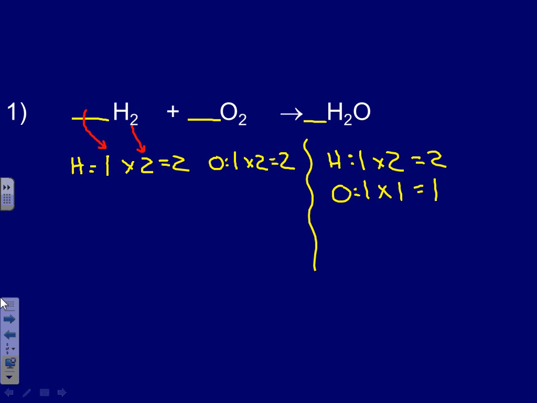No, why not? The coefficient is the big number, okay? The subscript is the little number. But in the end, we need the same types of atoms and the same number on both sides. So let's take a look at the H's. How many H's are on the left? 2. How many H's are on the right? 2. How many O's are on the left? 2. How many O's are on the right? Is this balanced? No.